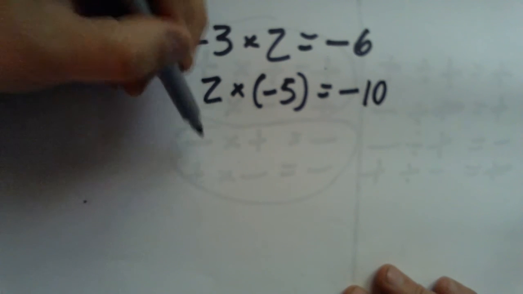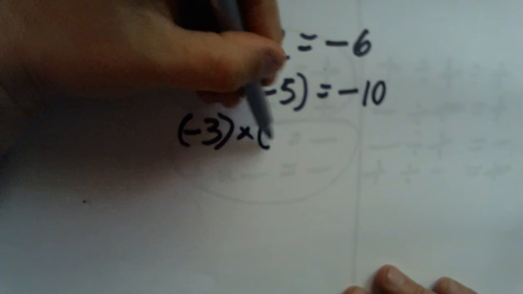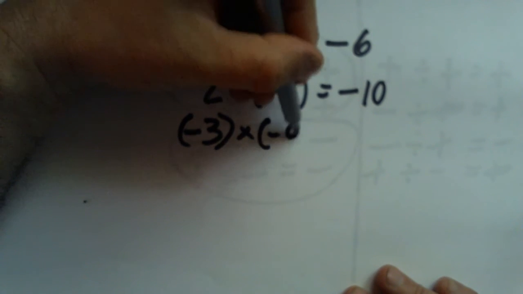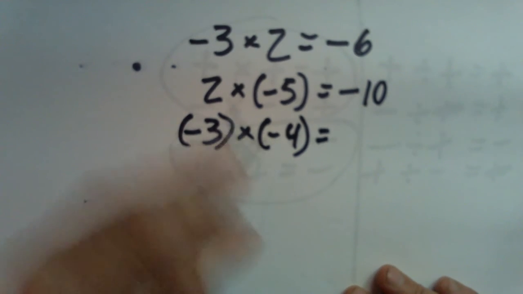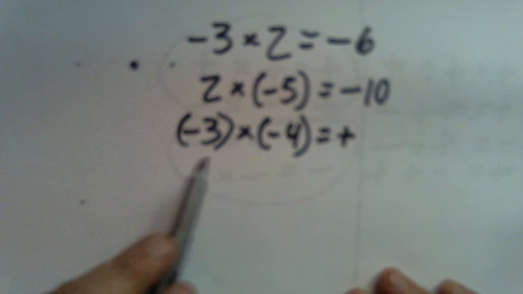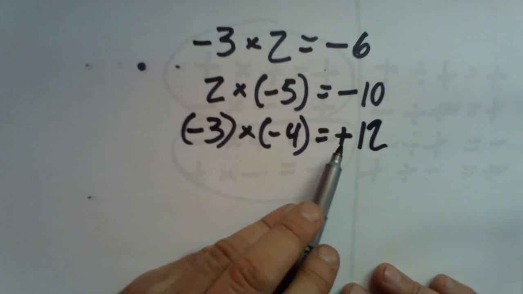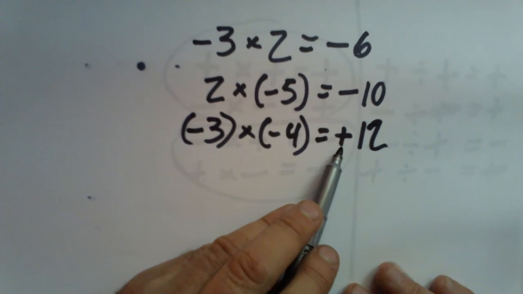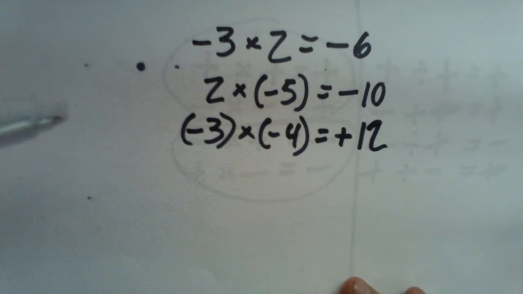All right, so what if I had negative 3 times negative 4? Well, there's a negative and a negative, so the signs are the same. It's going to be a positive. So what's 3 times 4? 12. And we don't usually write the positive. I'm just doing it here to make the point, but we don't usually write the positive when we're doing math.